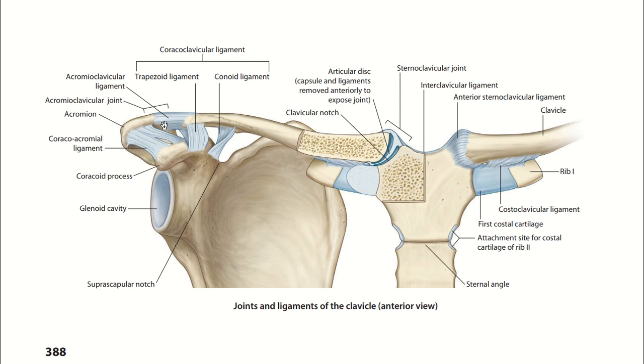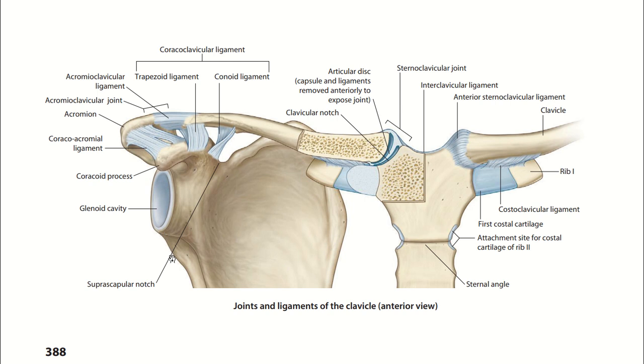Understood? What are the movements? What are the relations? The movement, we already said that since this one is a synovial plane joint, it's going to be involved in gliding movement. In terms of important relations, what is anterior to the acromioclavicular joint? Definitely we are going to have the deltoid muscle.